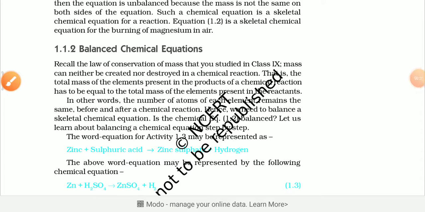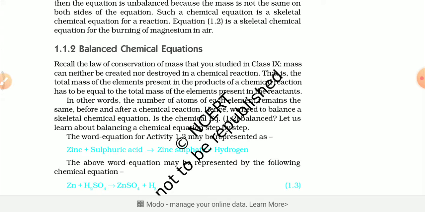Welcome to Babita's science tutorial, and let's start a new topic of this chapter 1, chemical reactions and equations. This is the third part of this chapter. In the previous chapter we have discussed many things about chemical reactions, chemical equations, reactants and products, and about the number of atoms also. Now let us start topic 1.12, balanced chemical equations.